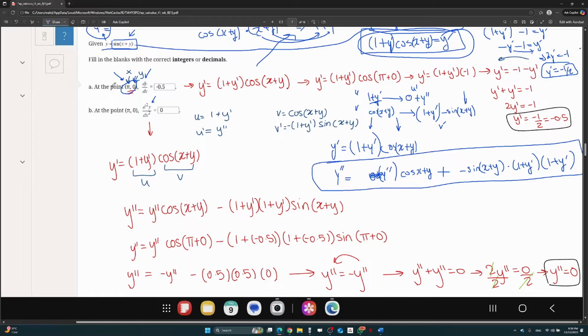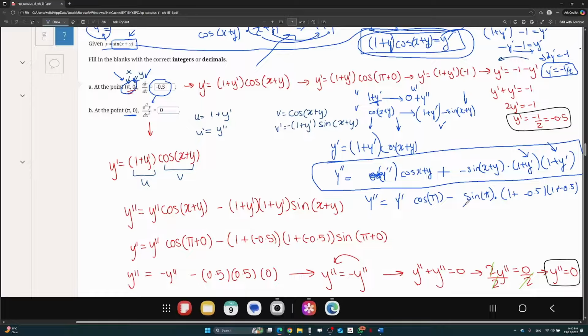We know that we found y prime to be negative 0.5. So instead of y prime, I can just substitute that. So we're going to get y double prime is equal to y double prime, we don't know what it is, times cosine of x plus y, which again is pi plus 0, minus sine again of pi plus 0, which is pi, times 1 plus negative 0.5 times 1 plus negative 0.5.